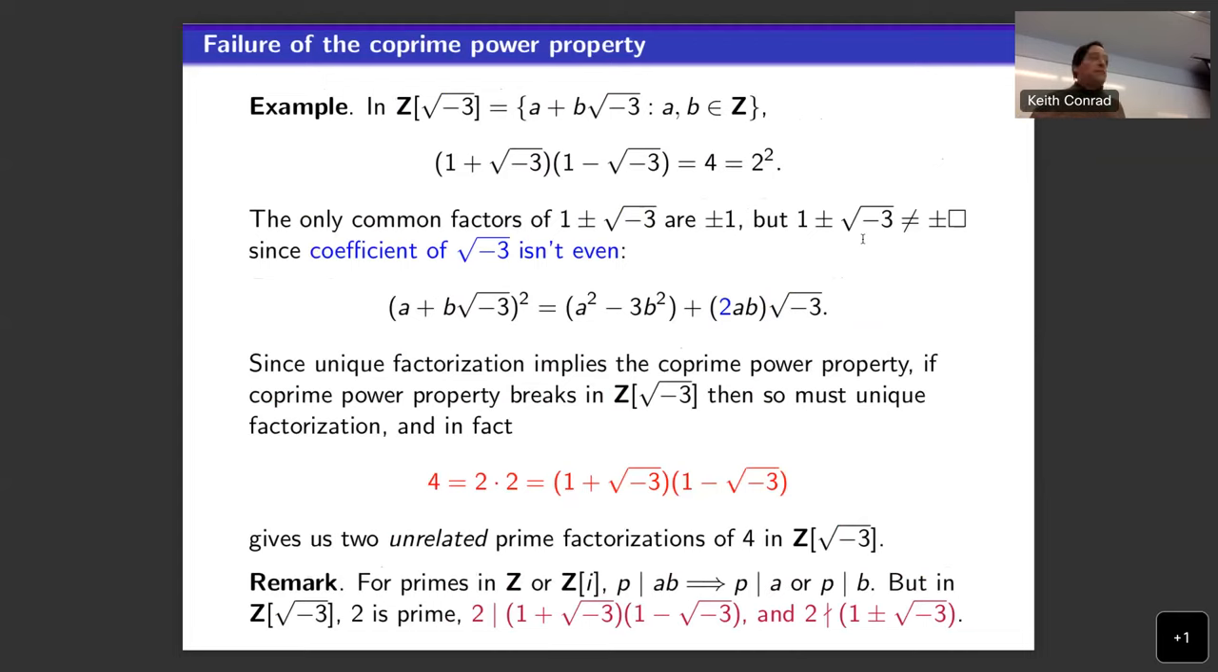And in fact, we have the phenomenon here that a prime like 2 can divide a product of two parts, 1 plus root minus 3 and 1 minus root minus 3, without being a factor of either part individually. So this is totally unlike the integers. So when unique factorization breaks down, you're going to have primes being very much unlike what we're used to in the integers. And it certainly took time for people to appreciate what was going on here.